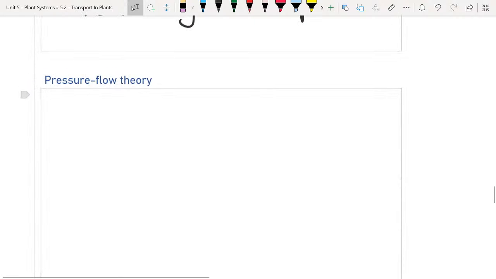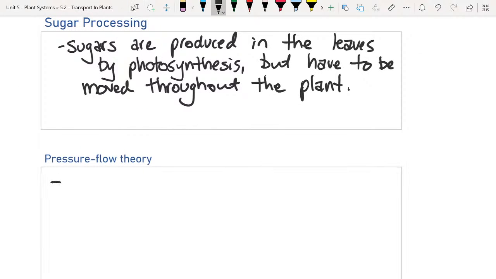So phloem makes a network of tubes. And so if I'm going too fast, let me know.